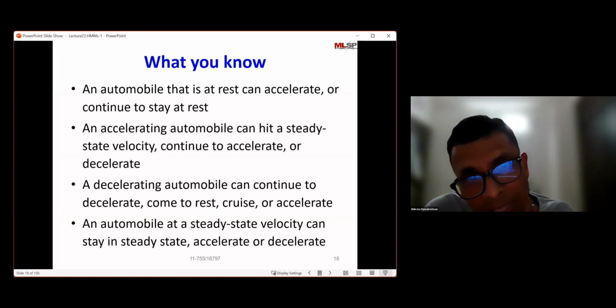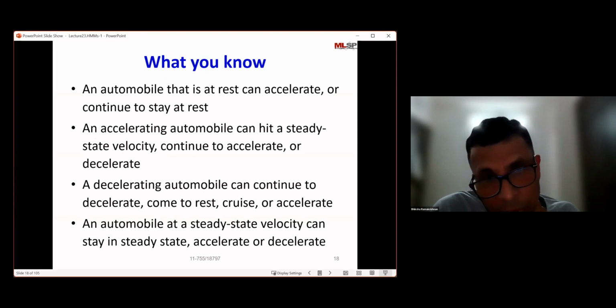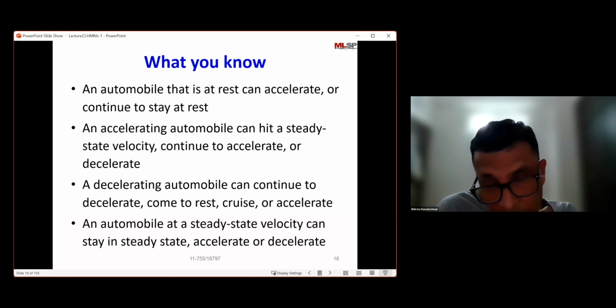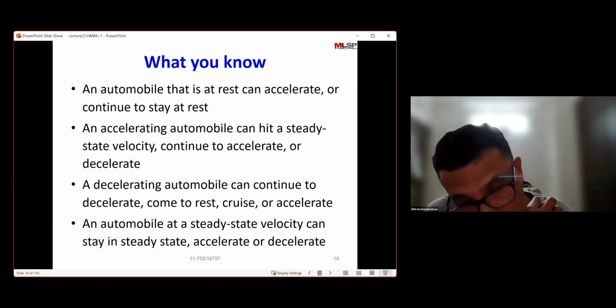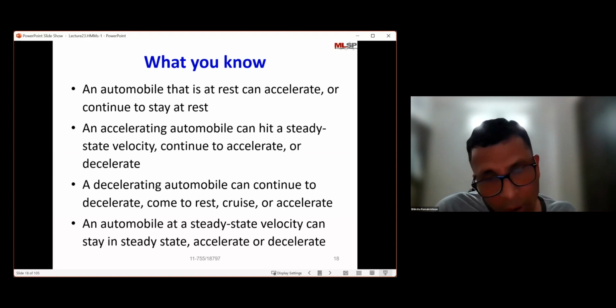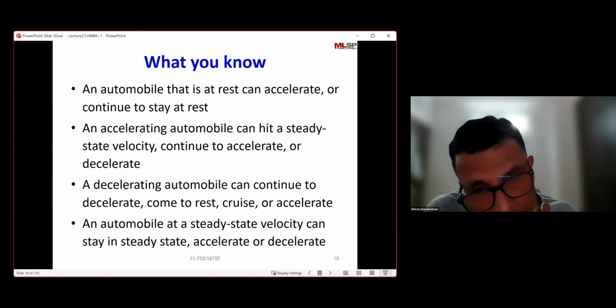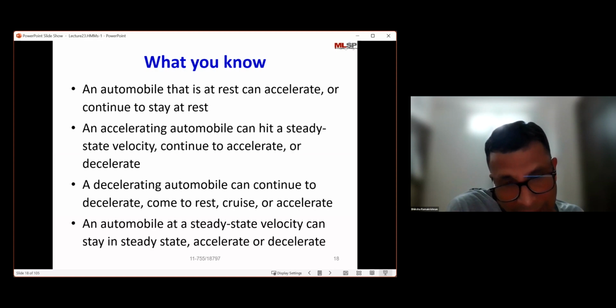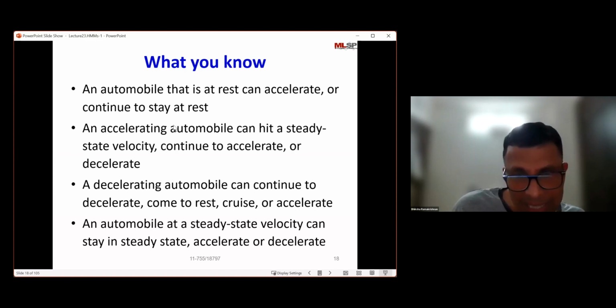An automobile that's at rest can accelerate or continue to stay at rest, right? An automobile that's accelerating can either hit steady state or continue to accelerate, or you could hit the brake and begin decelerating. If you're currently decelerating, you can continue to decelerate, or you could come to a complete rest, or you could take your foot off the brake and cruise and travel at steady state, or you could hit the accelerator and accelerate. And if you're traveling at steady state, you can stay in the steady state, accelerate, or decelerate.